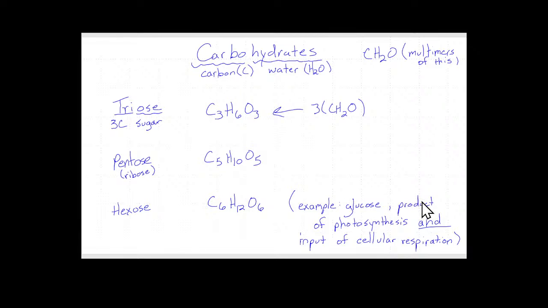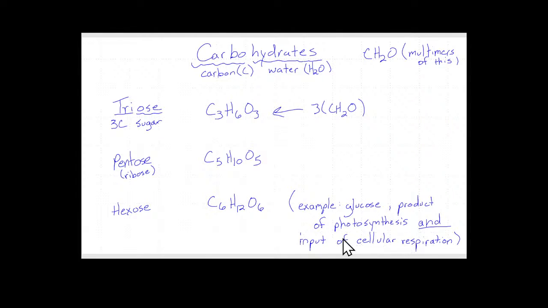Now, glucose is the product of photosynthesis. We can take some carbon dioxide out of the air. Well, we can't. Plants can. Any photosynthetic bacteria or algae or anything like that can do this. They take some carbon dioxide out of the air, take some water, combine it together, and out pops glucose.